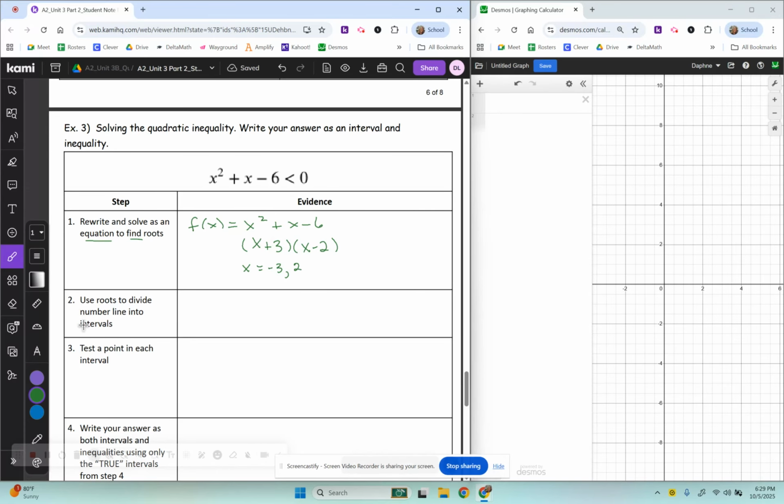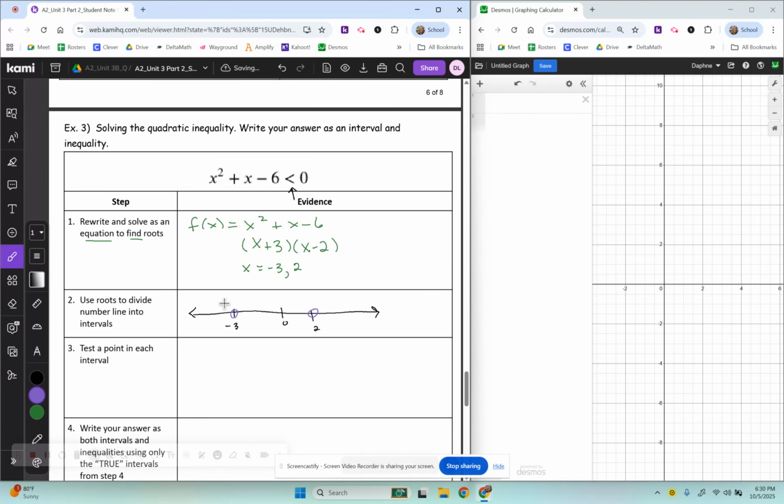Okay, second step, use the roots in order to divide the number line into intervals. Okay, so let me get a number line. And I'm gonna mark my 0. I need a root at -3 and I need a root at +2. My inequality is less than, so I'm going to do open circles where my roots are.